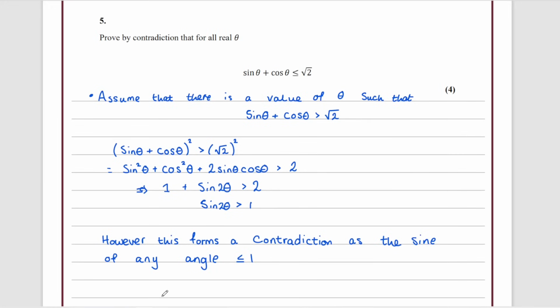So therefore, sine theta plus cos theta is less than or equal to root 2. Okay, and now we have it, proof complete, and that gives us the solution there to question 5.